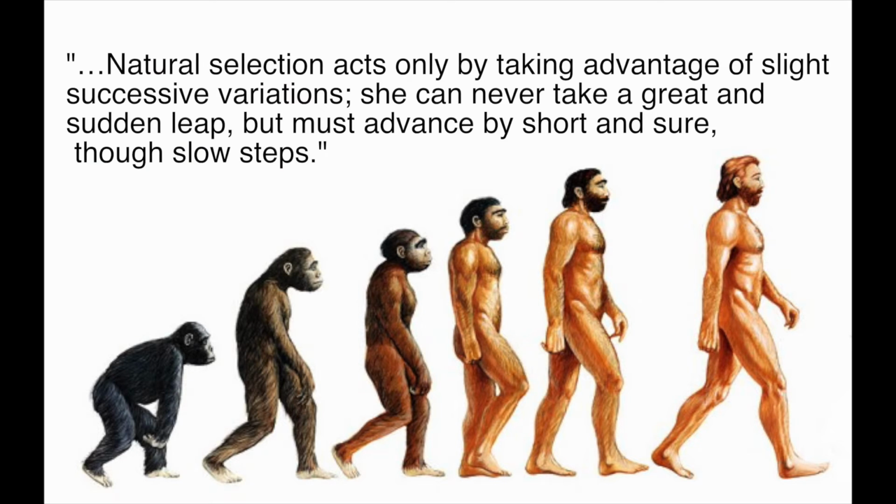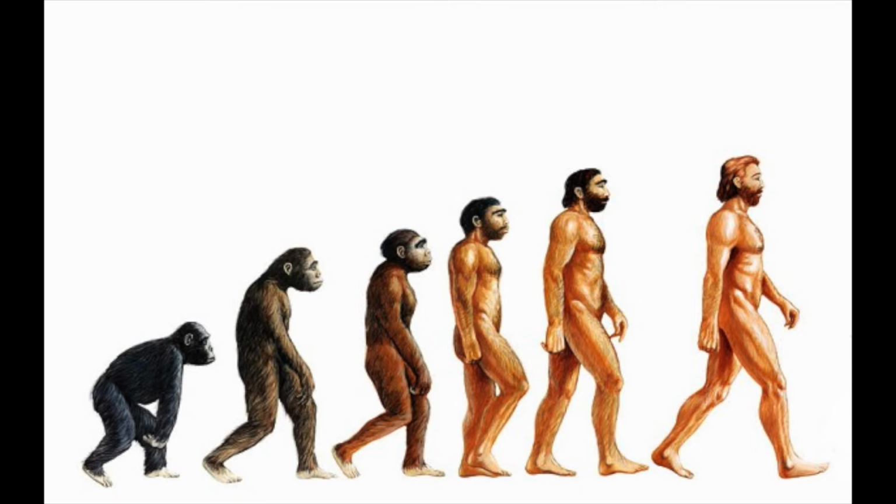Darwin once wrote, "Natural selection acts only by taking advantage of slight successive variations. She can never take a great and sudden leap, but must advance by short and sure, though slow steps." This picture illustrates this very clearly. I'm going to explain to you now how this really happens.